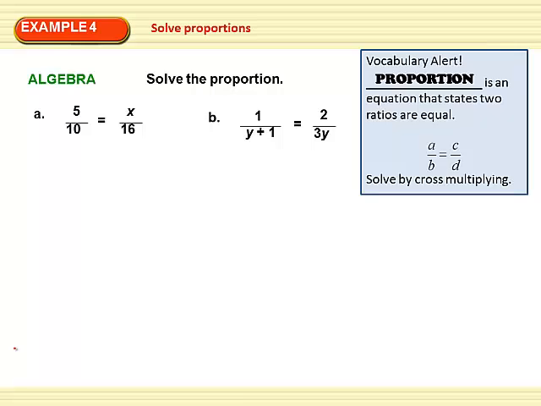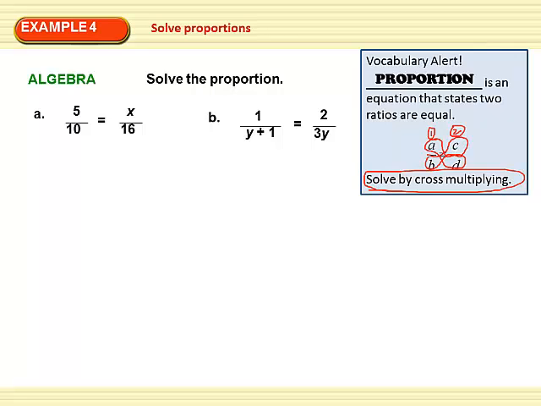Okay, proportions. This is a very, very useful skill, setting up proportions. What I have to do is define what a proportion is. And all a proportion is, is an equation that states two ratios are equal. So if you see this one here, that's ratio 1, that's ratio 2. And you solve by cross multiplying. In a previous module, I told my kids to make peanuts. So cross multiplying, or making peanuts.